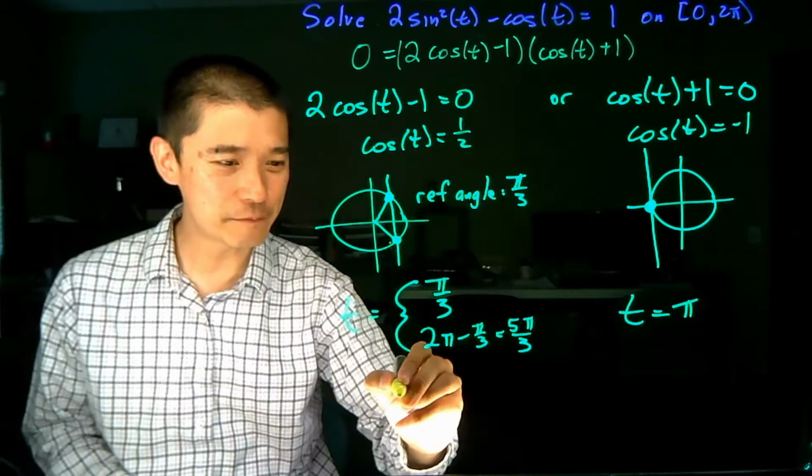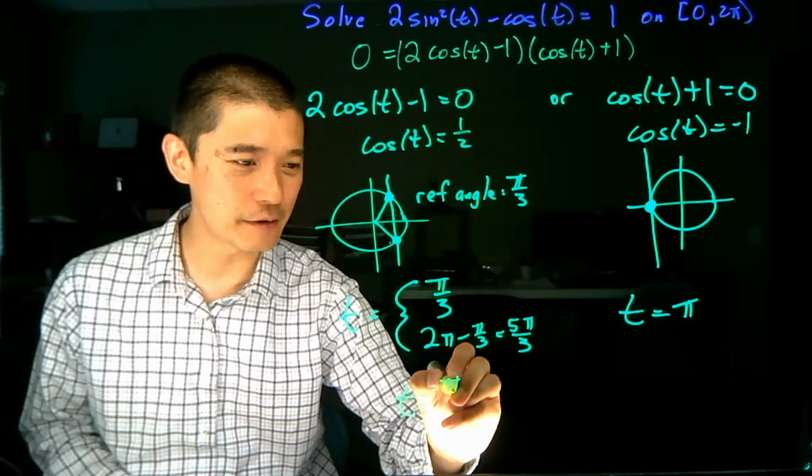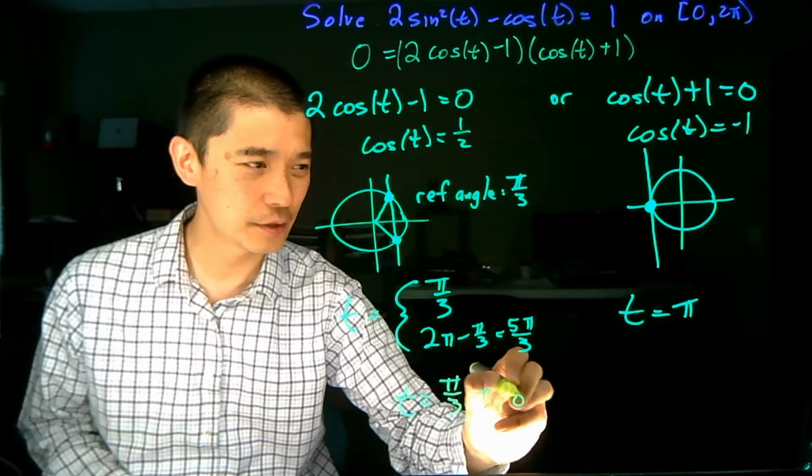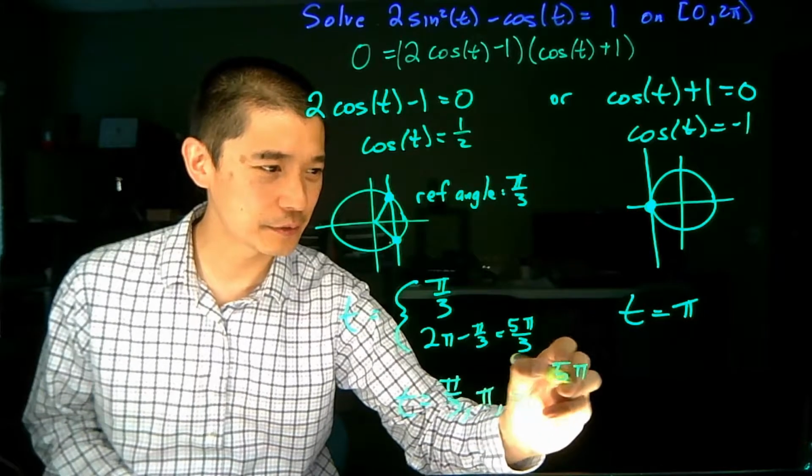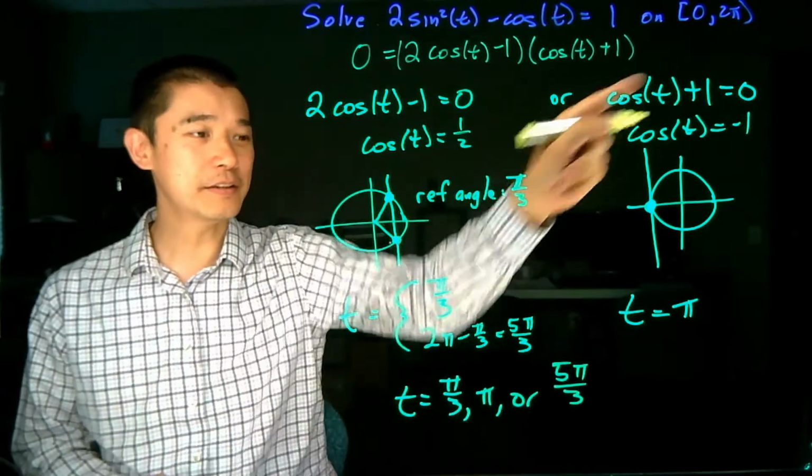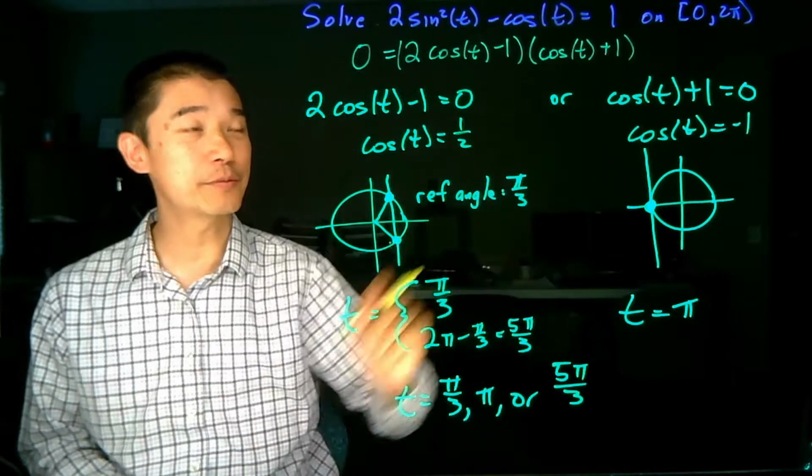And so in all, we have 3 possibilities for t. T is pi over 3, pi, or 5 pi over 3. And again, we don't have to worry about coterminal angles because we're asked to solve this on a specific interval.